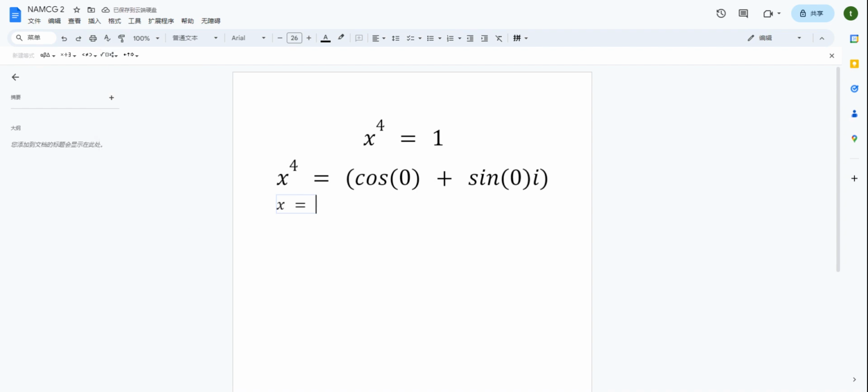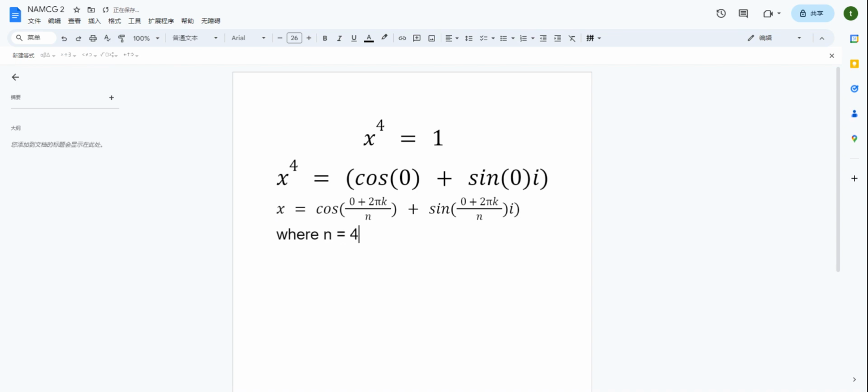you could actually then represent the 4 solutions of x respectively as the following: cosine of (0 plus 2 pi k) divided by n plus i sine of (0 plus 2 pi k) divided by n, where n is equal to 4. Why is it equal to 4? Because the exponent is 4. And k would represent its number of solution.